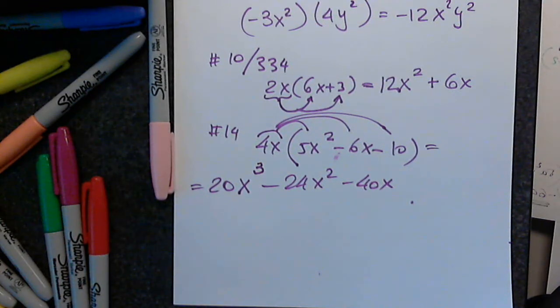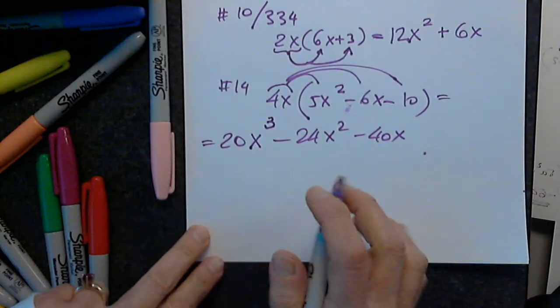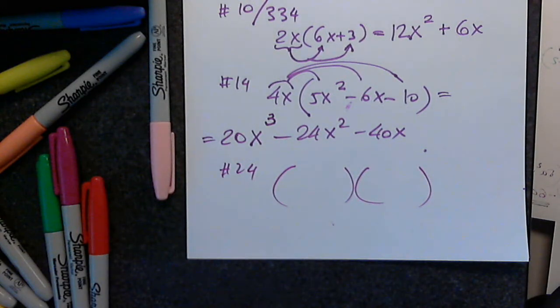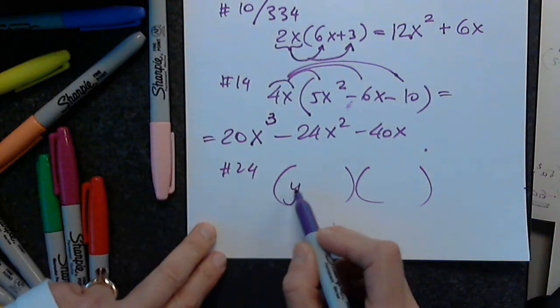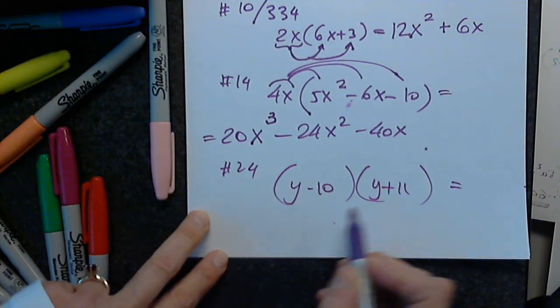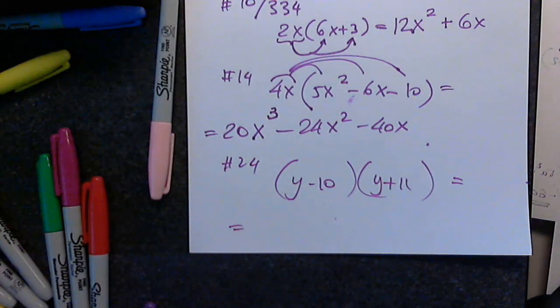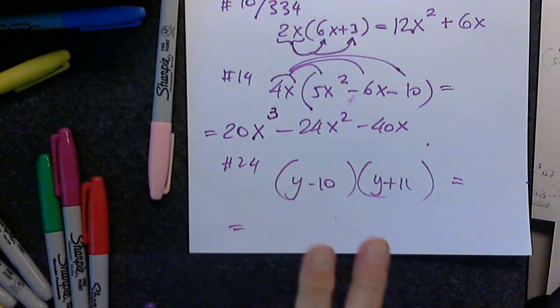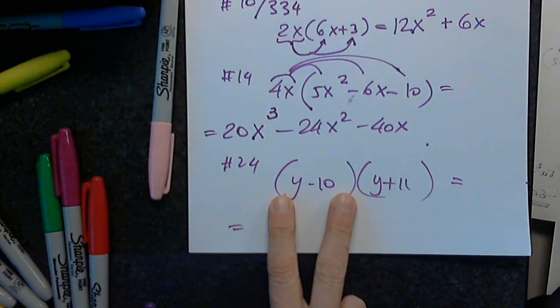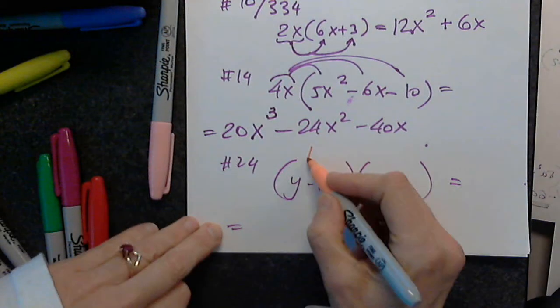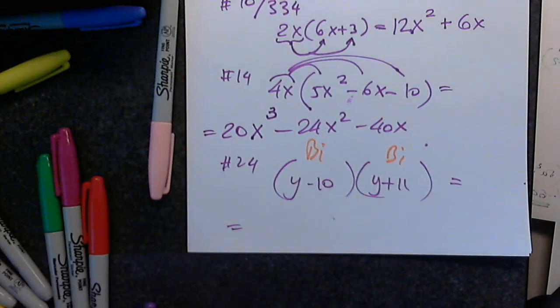Okay, good. So let's look at 24. And now you'll tell me what we multiply. y minus 10, y plus 11. What are we multiplying now? What is this? Binomial. What is this? Binomial. Yes, we're multiplying two binomials. Good. Here's how we do it.